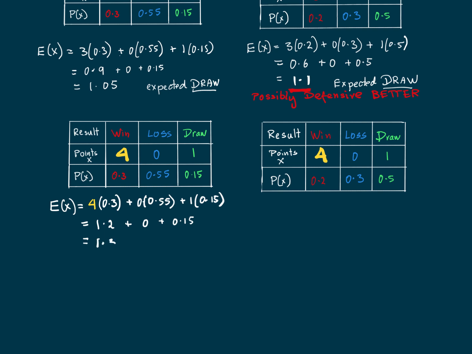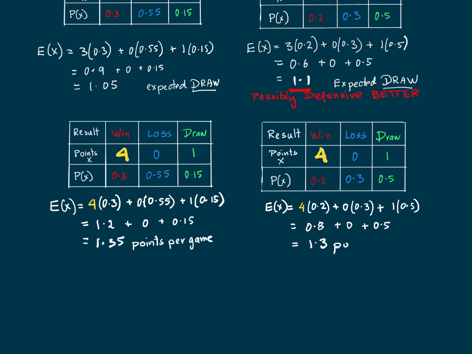1.35. Do the same thing for the offensive, and we get a value of 1.3. Now both of them are pretty well similar points per game, but it may be better for them to be playing the offensive this time, as it is just slightly higher points. So I hope that was useful.